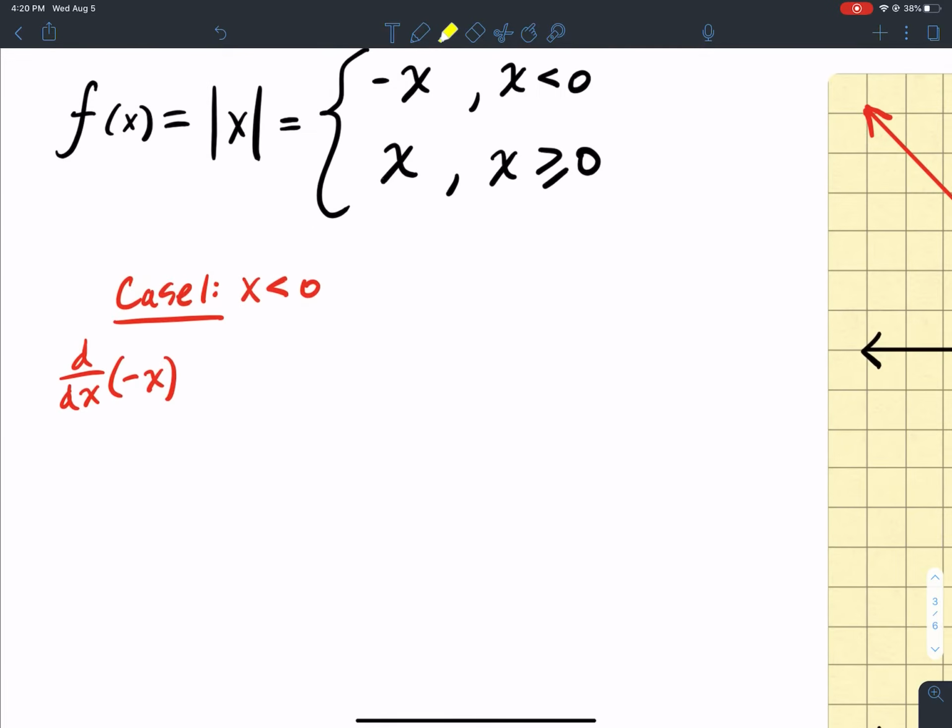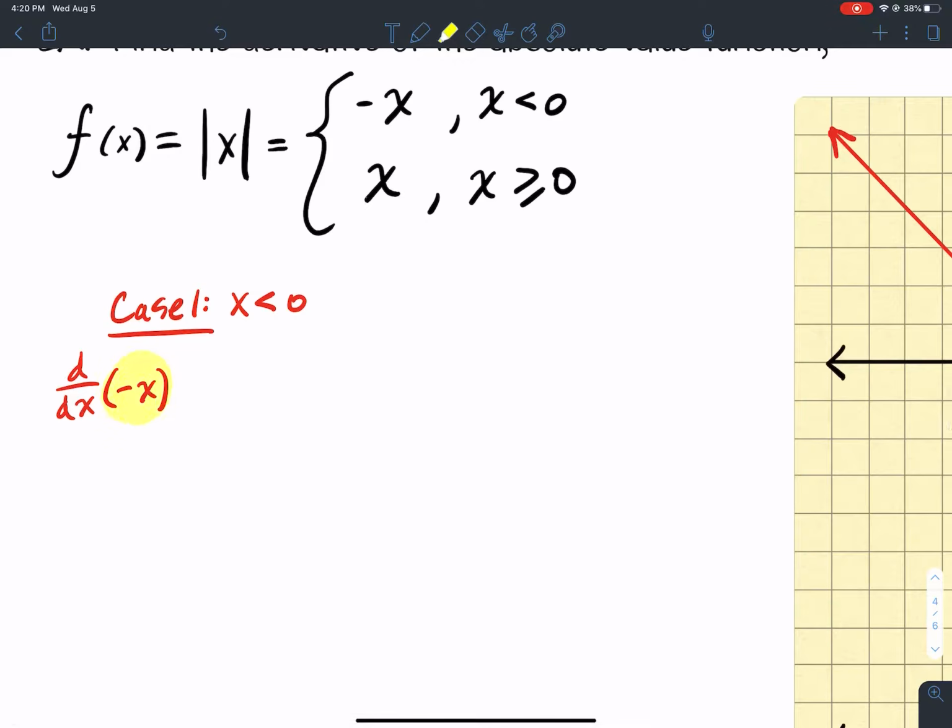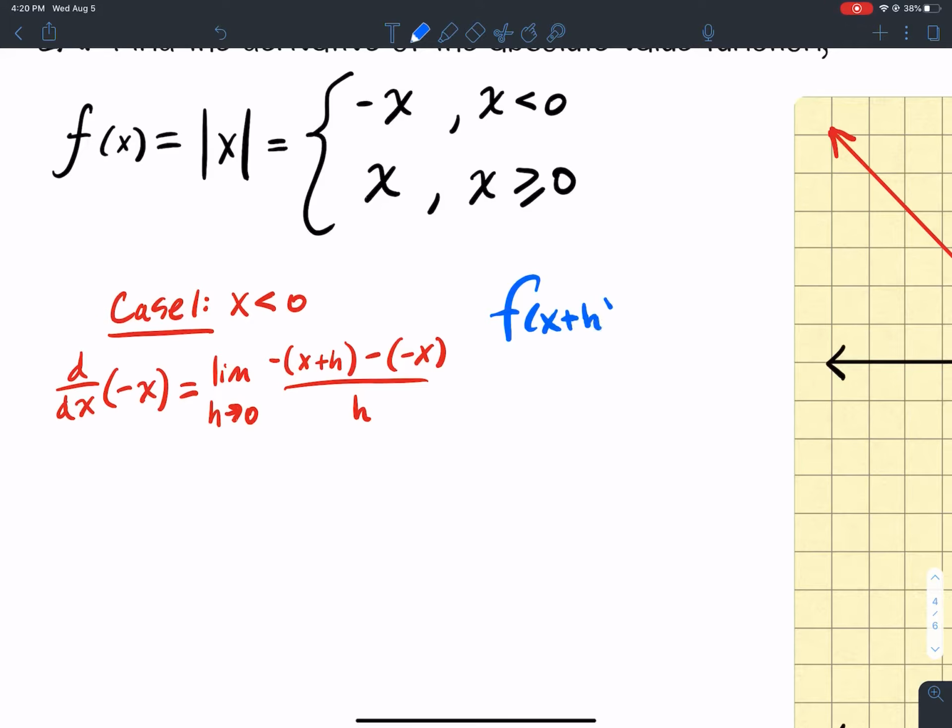So I'm going to use the definition of the derivative for negative x here. And so that's the limit of, well, remember the definition of the derivative, f of x plus h minus f of x over h, right? Taking the limit as h goes to 0. So my x plus h is negative, so I put the negative in here. And then I minus the minus x.